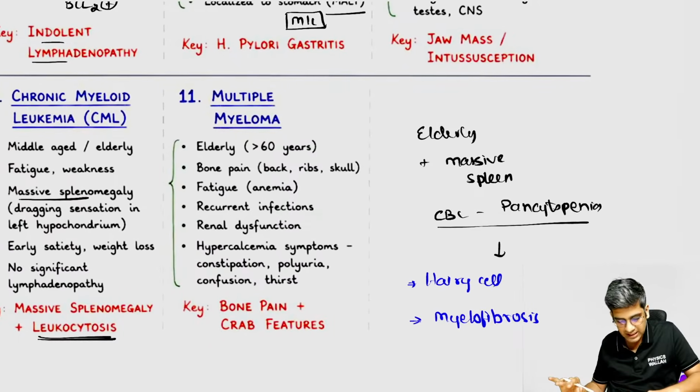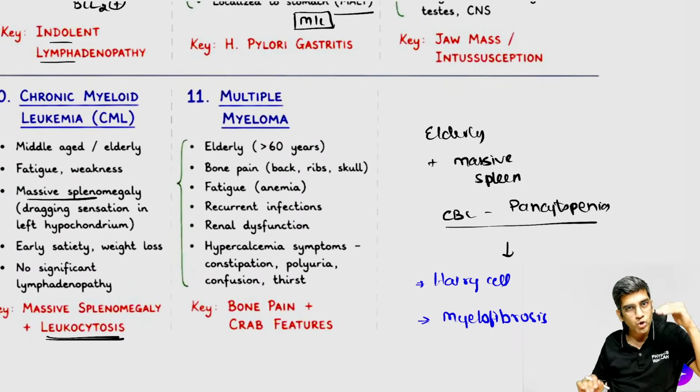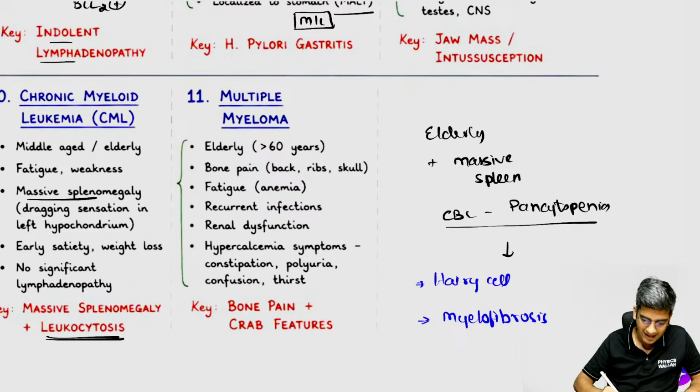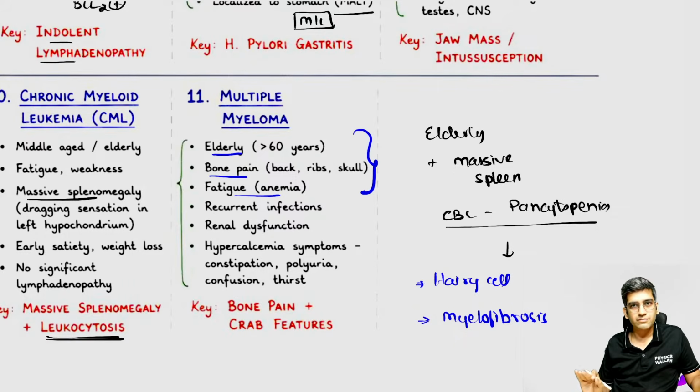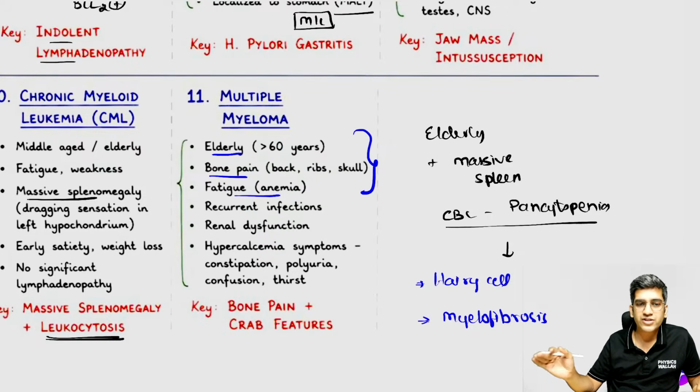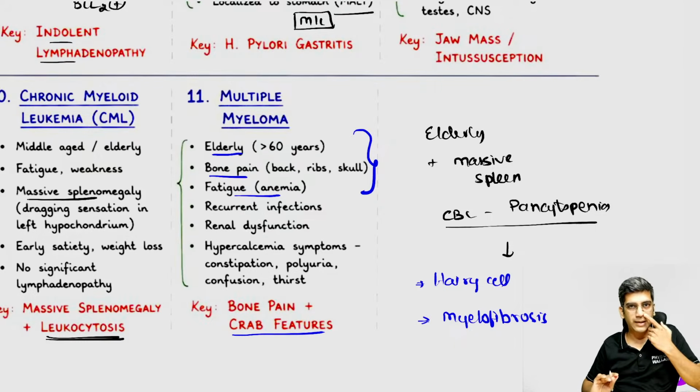Fine. Last but not least, multiple myeloma. Though you have multiple things in multiple myeloma, elderly, bone pain, fatigue. This is classical. Low backache is classical, right? Low backache in elderly, and this fatigue. Microscopy shows anemia, hypercalcemia, the CRAB features, diagnostic of multiple myeloma, right?